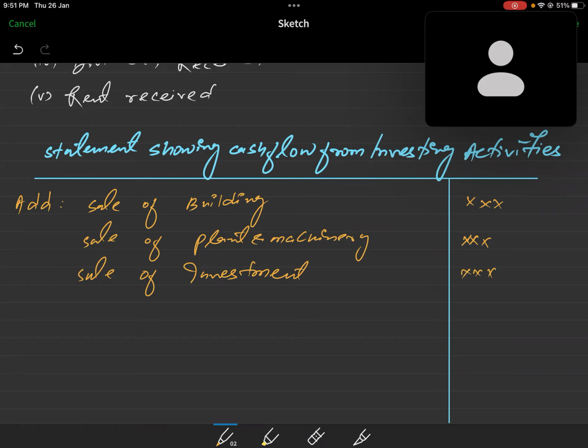Okay, apart from this, if we have received any interest on investment, that will also be added. Interest received on investment.